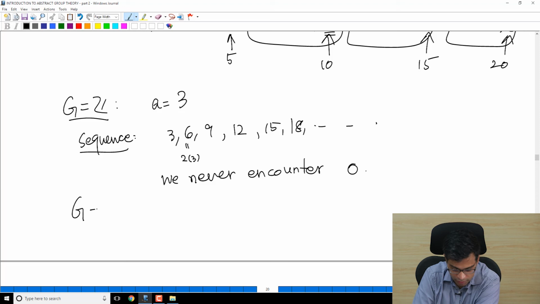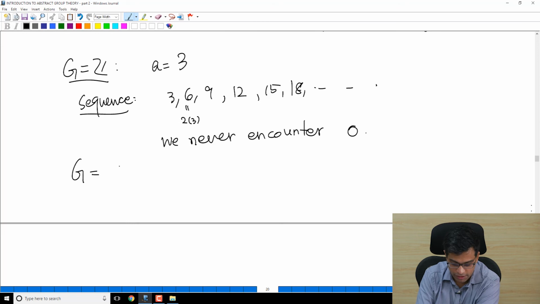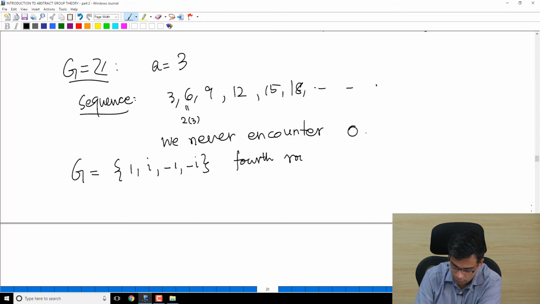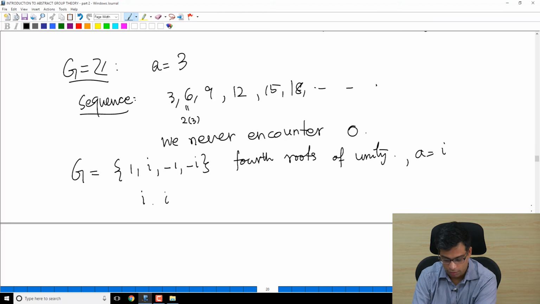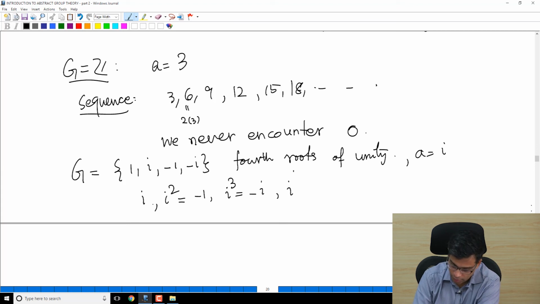On the other hand, if you take G to be some other group, like the group of fourth roots of unity that we encountered before, and you take a to be I. So you start with I, then you take I squared, which is minus 1, then I cubed, which is minus I, but then once you come to I power 4, it is 1.